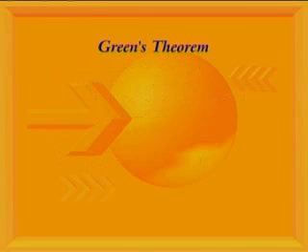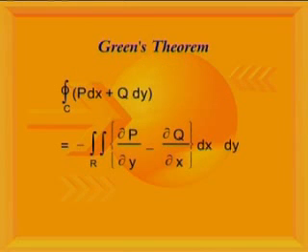Now about the Green theorem. Green theorem says that integration of p dx plus q dy along a closed curve C is equal to negative of the double integral of partial derivative of p with respect to y minus partial derivative of q with respect to x, and that is over the region R.